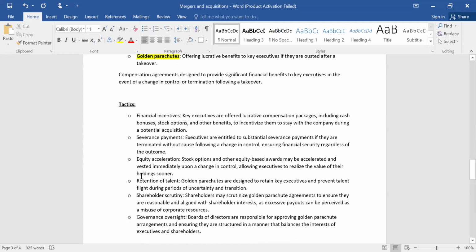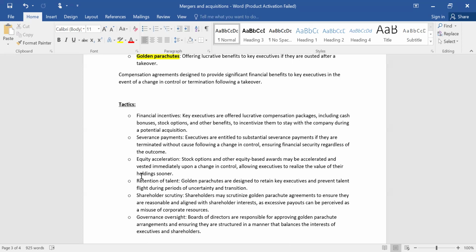So you give financial incentives. The key executives are offered lucrative compensation packages, including cash bonuses, stock options, and other benefits. So when you give them those benefits, they will easily accept. Then there is equity acceleration. If you give them more options on the stocks, their share of equity will increase.